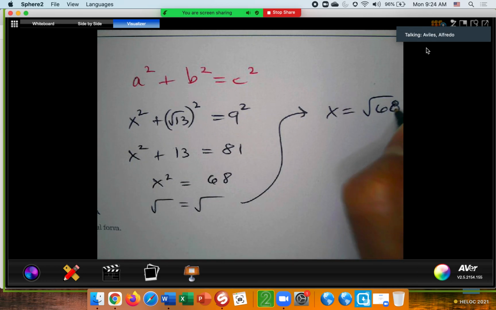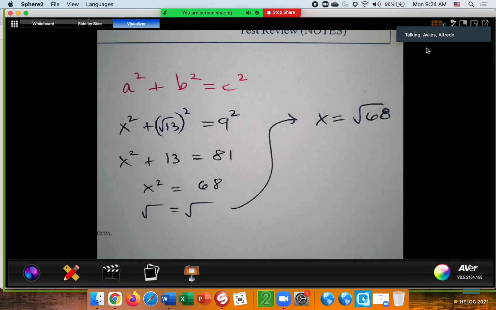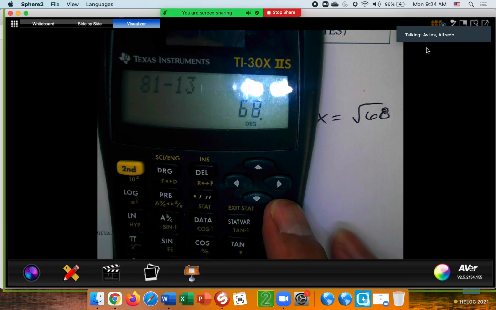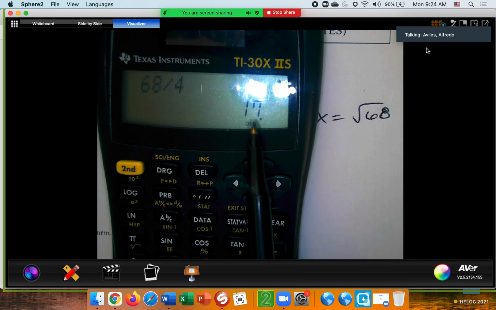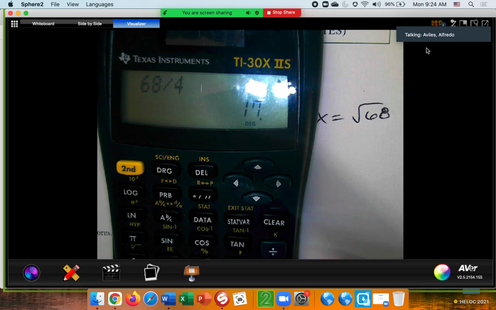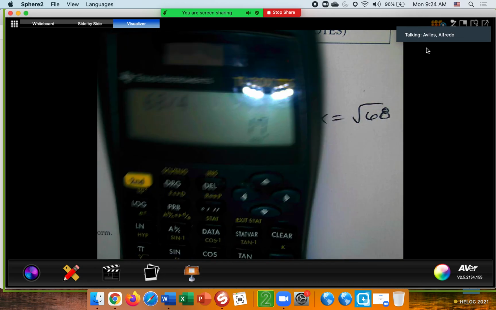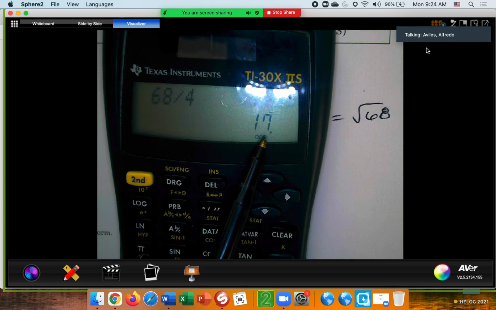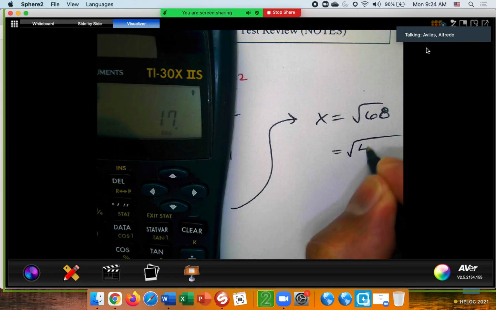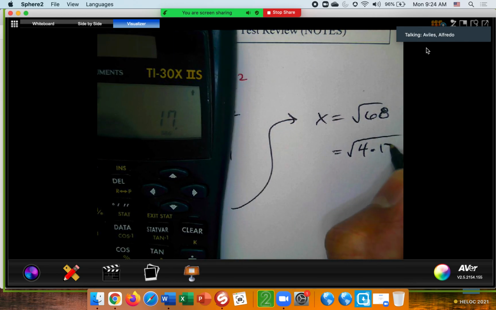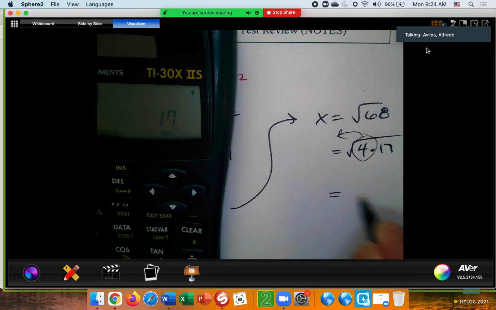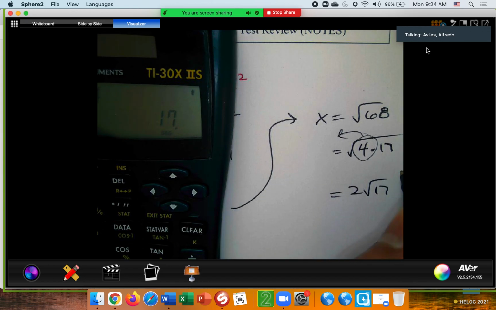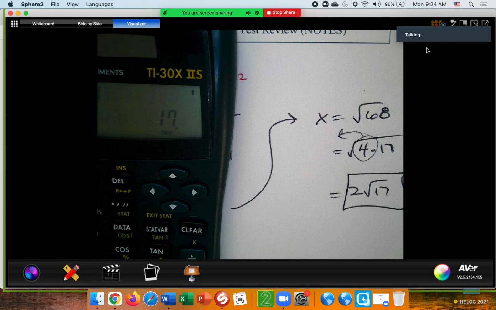And then we check if we can simplify this. How do I check? Well, let me see. I'm going to try dividing 68 by 4, right? A perfect square number. The first one's 4. Oh, it is. Look, it works. 68 divided by 4 is 17. So that means that what? If 68 divided by 4 is 17, that means 17 times 4 is 68, right? So that means that 68 is 4 times 17. And then the 4 comes out, right? A 4 is a perfect square root. So your answer is 2 root 17. All right.